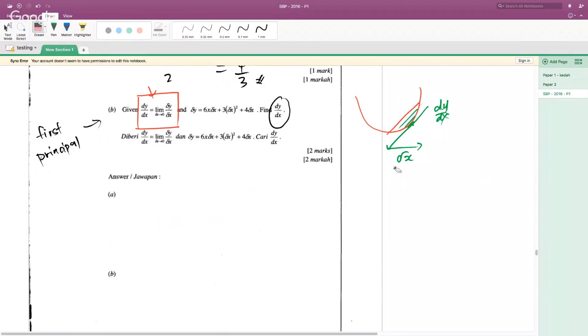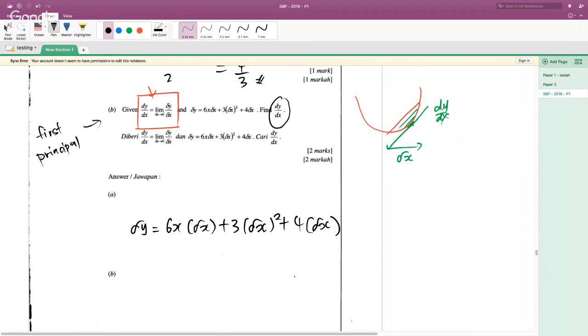Okay, this is a very long story. You can just ignore it first. So I'll teach you how to do it. I will just copy the question first. So change of y equals to 6x, change of x, plus 3 change of x squared, plus 4 change of x.